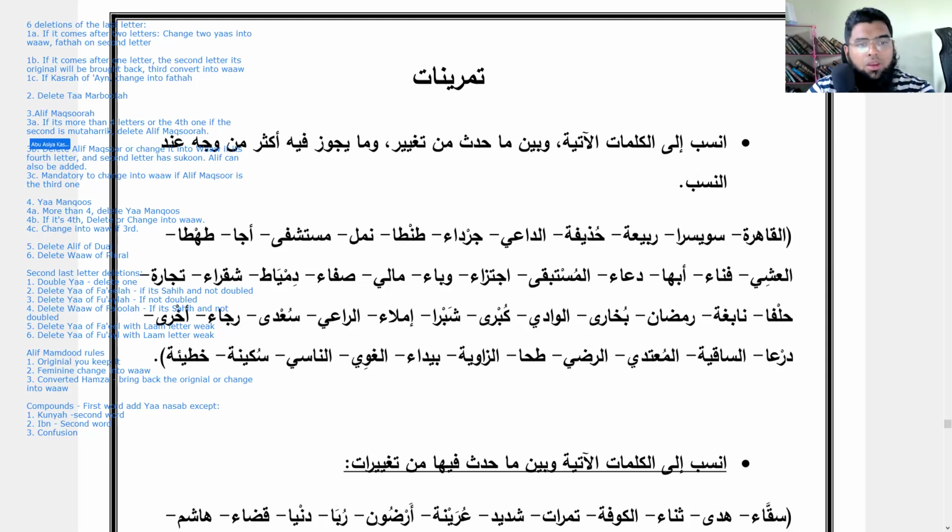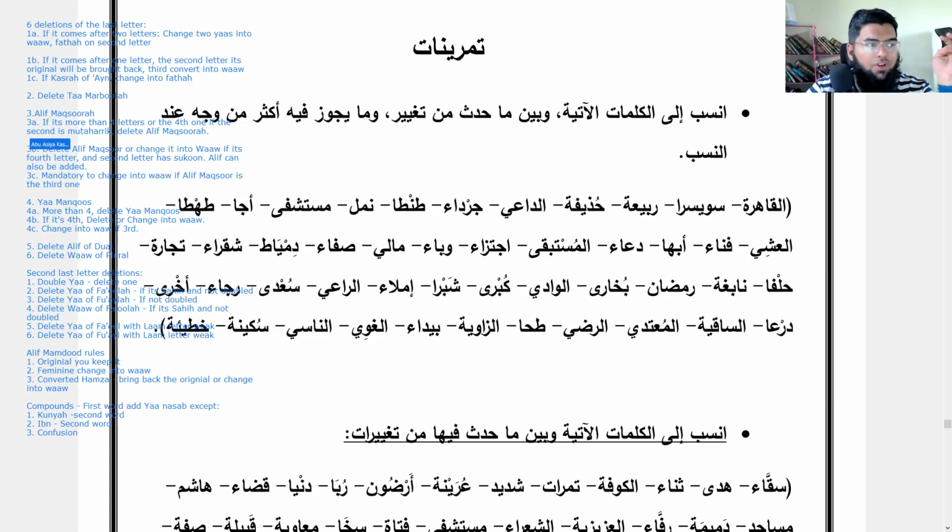Shaqra. So this looks feminine, no? After 3 letters. So feminine, what do we do? Feminine will change into waw. Feminine always changes into waw. Shaqrawi, the guys from Shaqra. Tijara. Tijari, trading. Halfa. Which city is this one? Halfa is Sudan. Oh, okay.